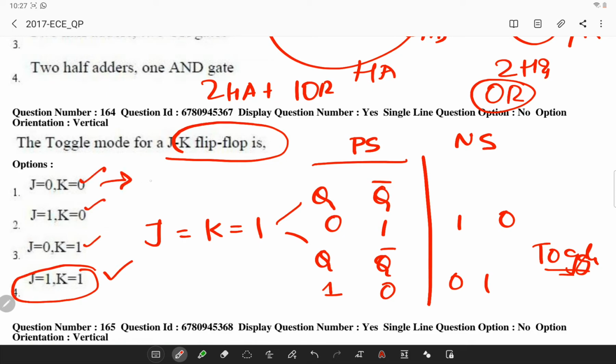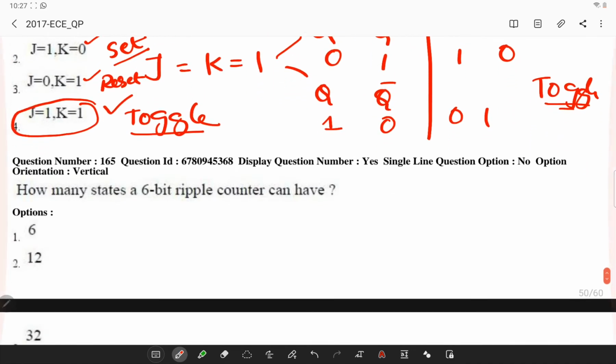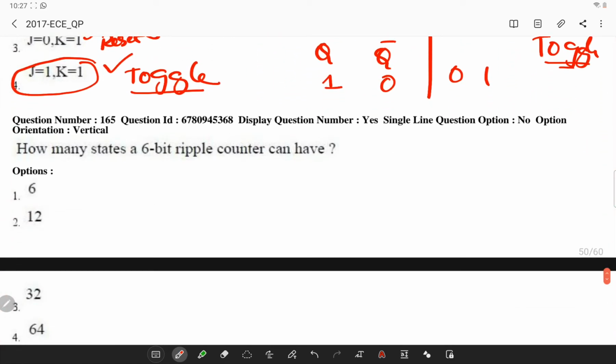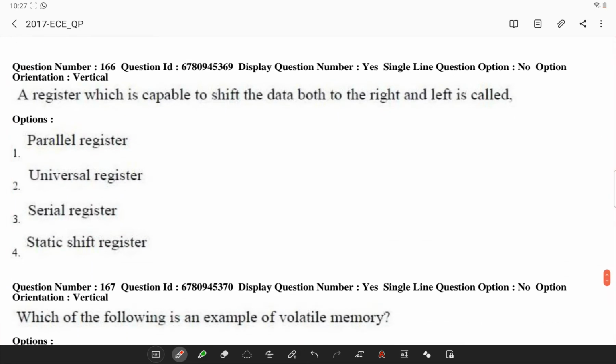Now what are the states with respect to this? So when J is equal to K is equal to 0, it is a no change condition. When J is equal to 1 and K is equal to 0, this is a set condition. And when J is equal to 0 and K is equal to 1, it is a reset condition. Finally, this is the toggle condition. So you have to remember the truth table of it. So I will be solving all the problems in one particular video.